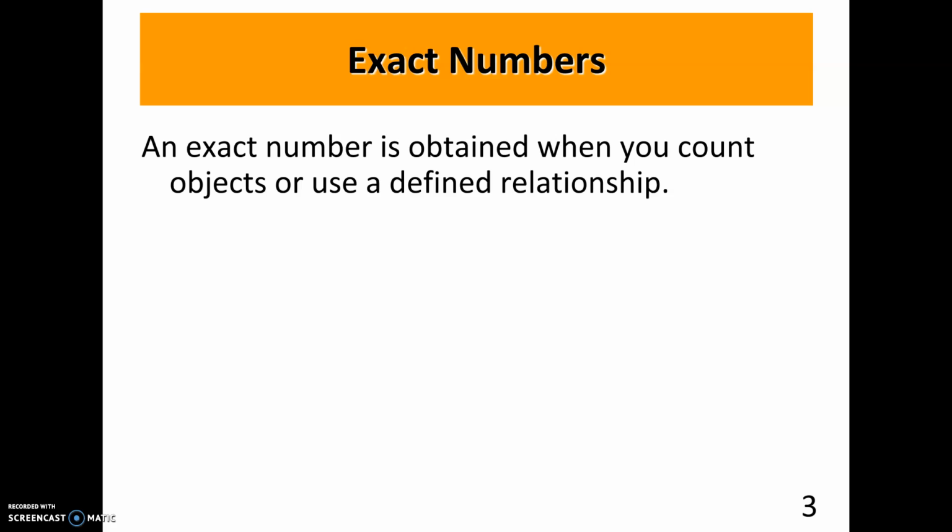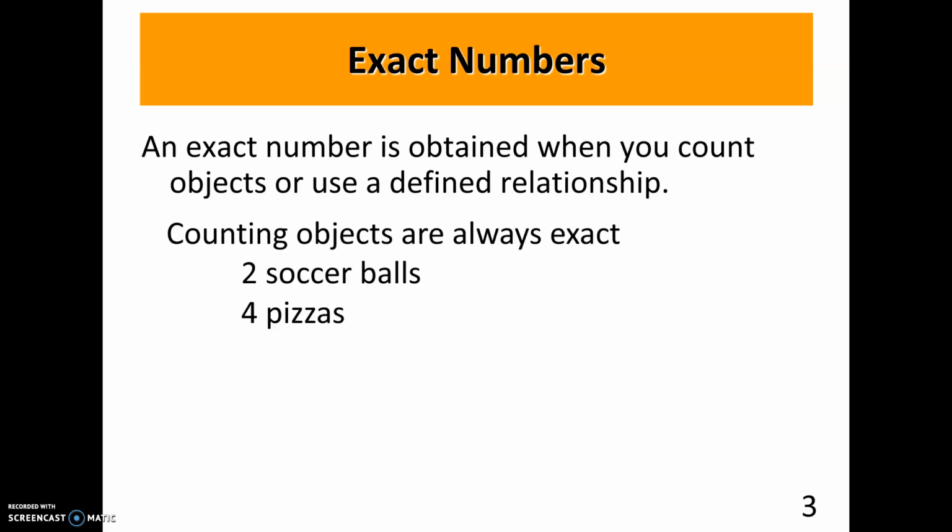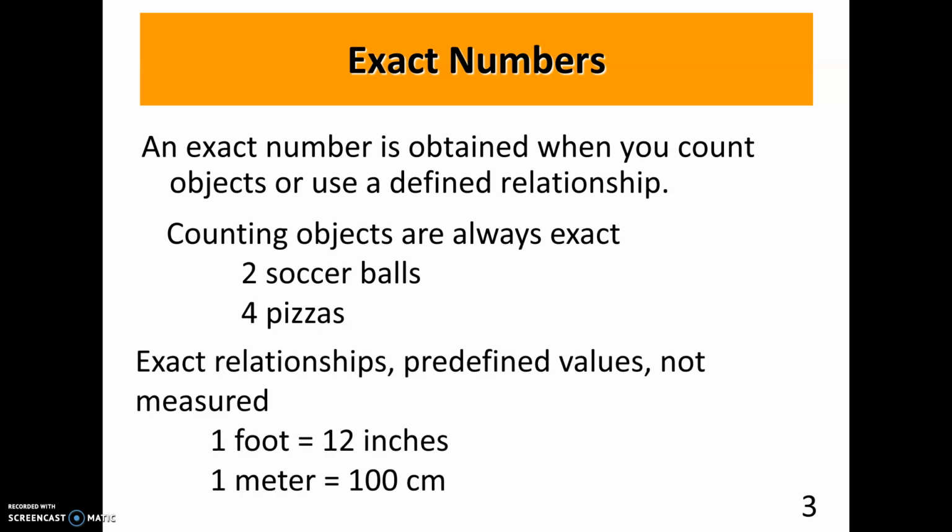There are 2 ways we can have an exact number. One would be counting. If I have 2 soccer balls, you can be certain it's exactly 2 soccer balls, that it's not 2.5, 2.3, right? You're counting. This is a whole number. 2 soccer balls is the same as 2.0000000, exactly 2 soccer balls. 4 pizzas, same thing. An exact relationship is something like a foot is equal to 12 inches, or 1 meter is 100 centimeters. We know that those are exact.